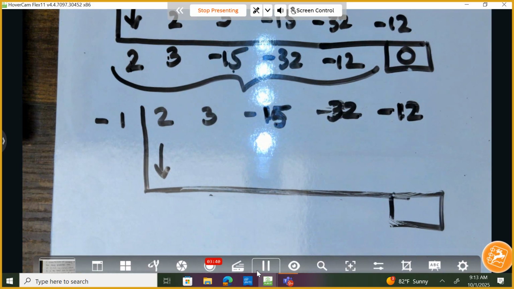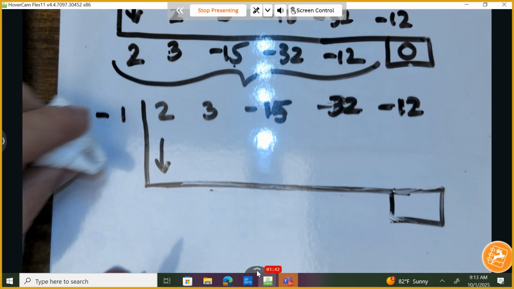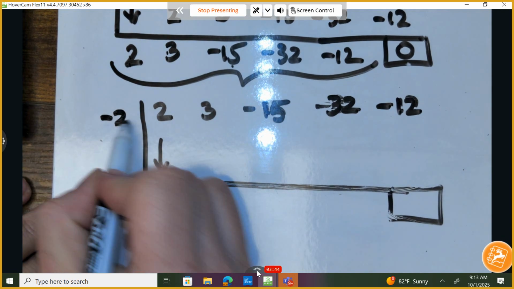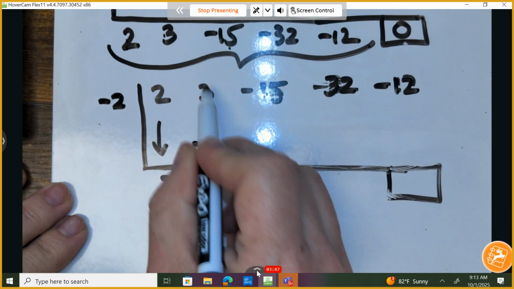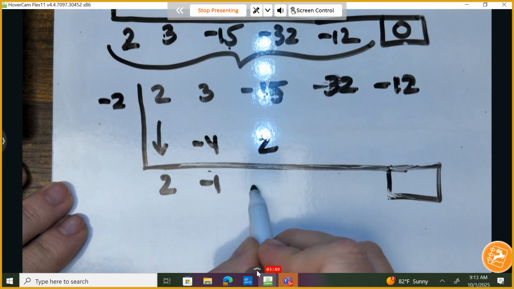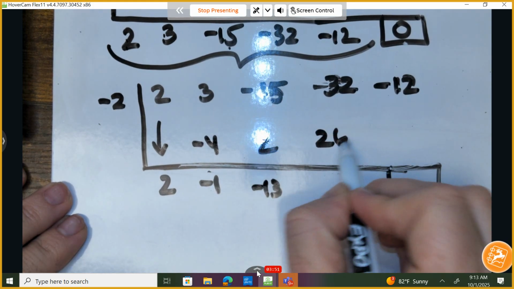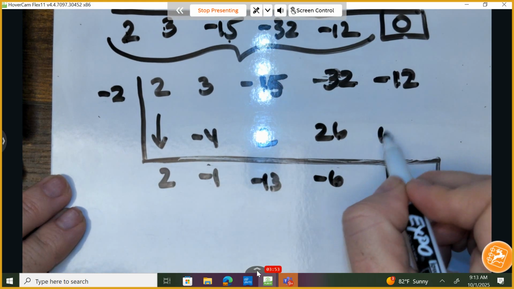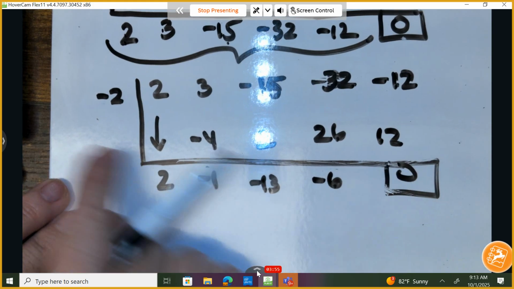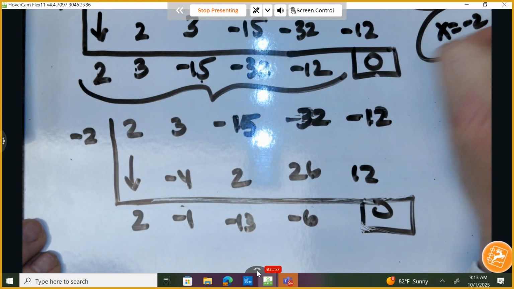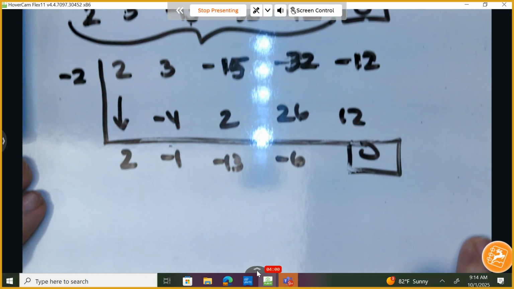You are with me. I've been told that 2 does not work, so I'm going to test negative 2. I've been told that negative 2 does work. Here we go. Dropping down. I'm multiplying, and I'm adding down. I'm multiplying, and I'm adding down. I'm multiplying, and I'm adding down. I'm multiplying, and it works. It works because the remainder is 0. So I'm going to put x equals negative 2 up here.